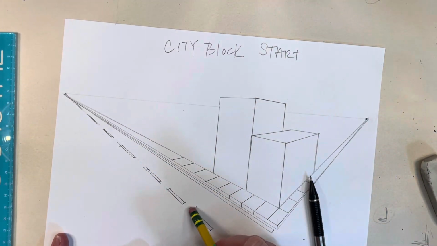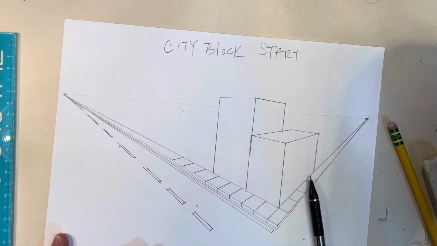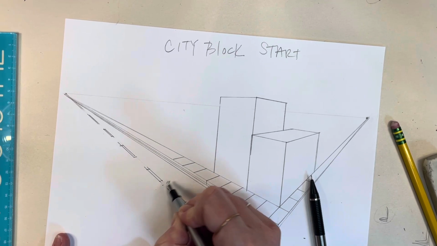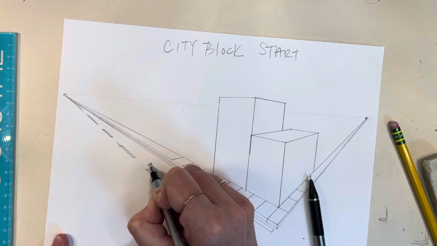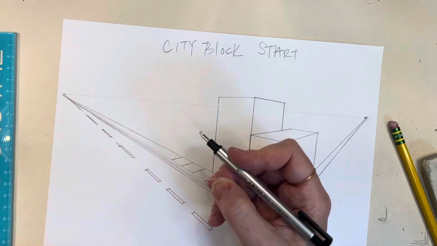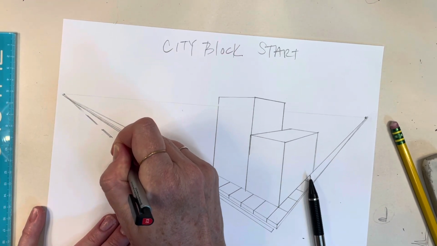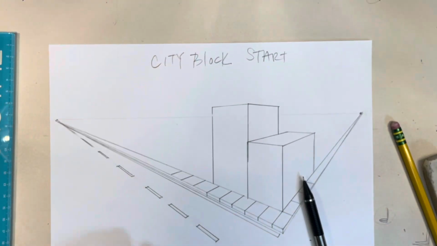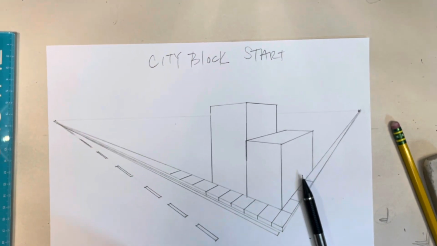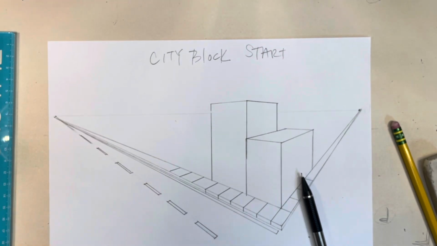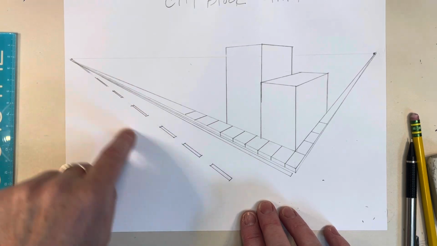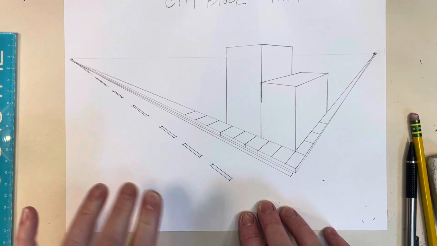I just have a little bit of erasing to do. There's a little guy where I kind of extended it too far. All right, so there's my dash lines. And then I'll do another video going a little bit farther with the city block drawing, but I'm gonna put another city block over here, I think, a couple more buildings.